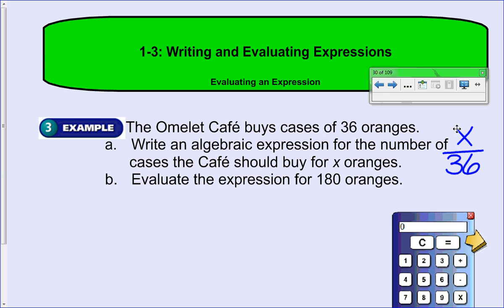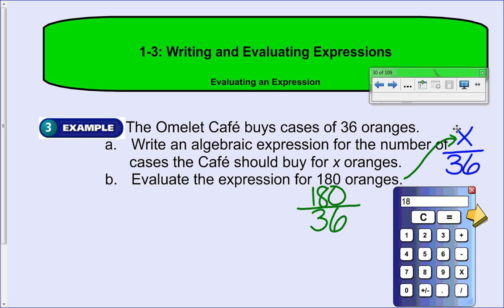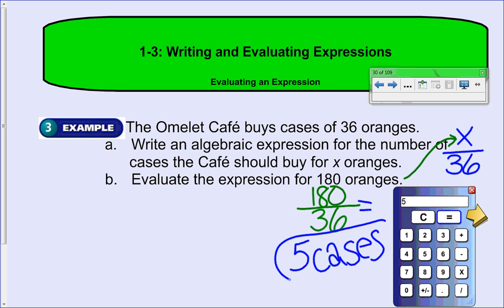And then B, evaluate the expression for 180 oranges. Well, we know X is the number of oranges, so you plug that in. 180 divided by 36, and we can solve that. 180 divided by 36 tells me, oh, 5. We have 5 cases if we have 180 oranges. So sometimes those can get tricky, so you need to read them carefully.